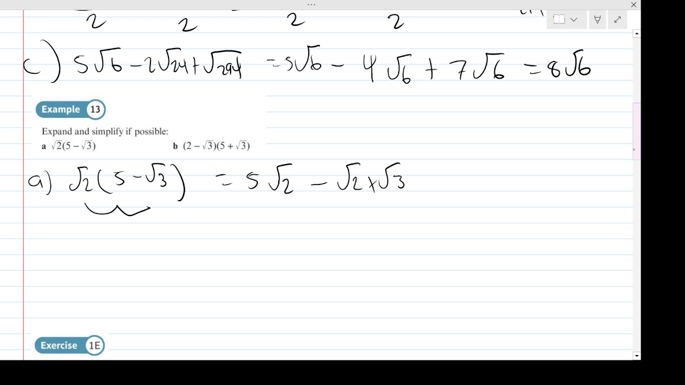But I know that I can combine them under one bracket, under one root, right? Because I'm timesing the two roots together, that means I can bring the multiplication on as one. So instead of root 2 times root 3, I can just say root 2 times 3. But that'll be 5 root 2 take away root 6.